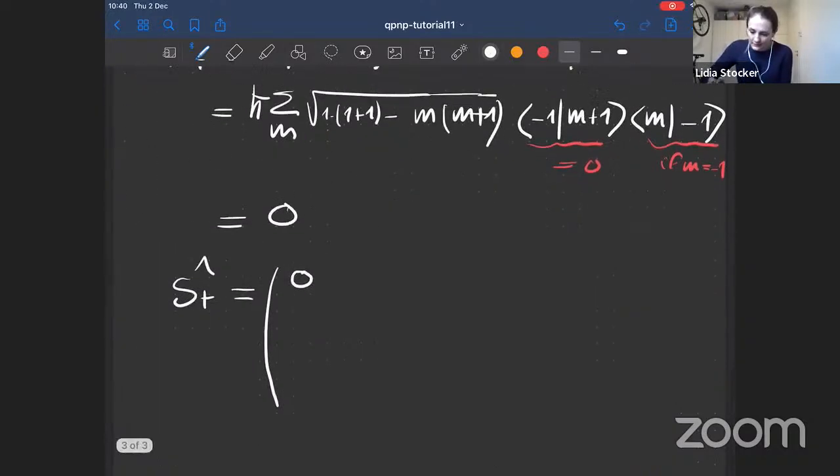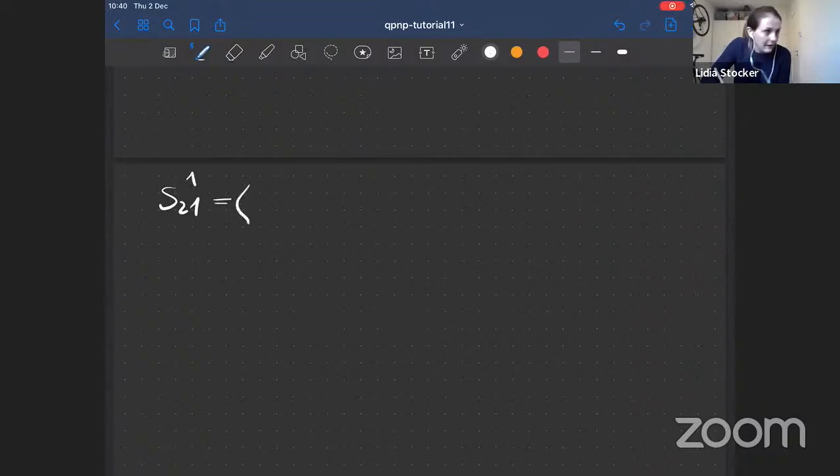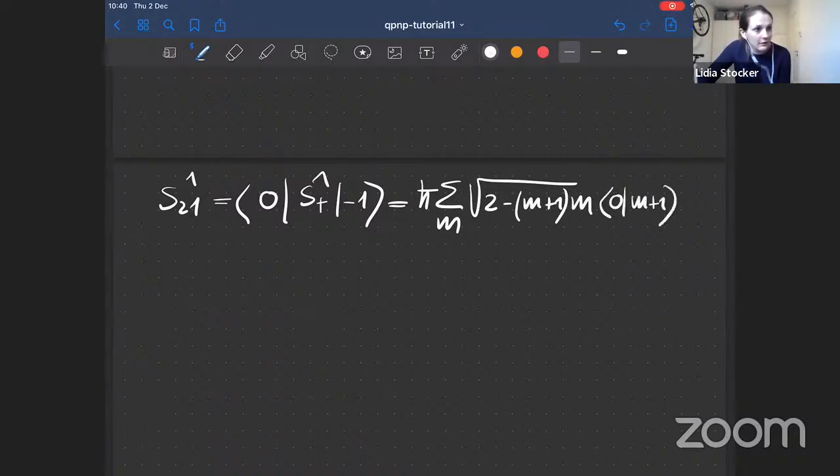Now, for example, let's go for this. So this is our S21. What is S21 here? S21 will be given by the 0 state, S plus, and the minus 1 state. And here we will have h bar sum over m, and then again the square root of 2 minus m plus 1 times m. And here we will then have 0, m plus 1, and m minus 1.